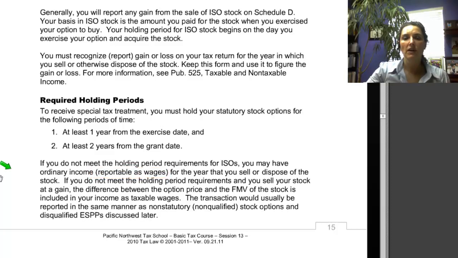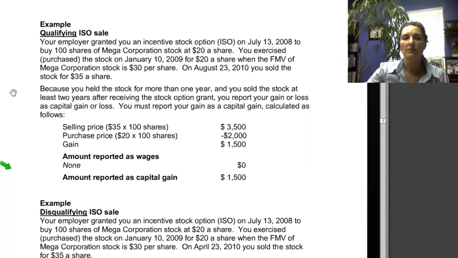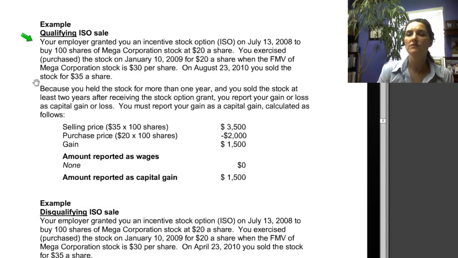If you do not meet the holding period requirements and you sell your stock at a gain, the difference between the option price and the fair market value of the stock is included in your income as taxable wages. The transaction would usually be reported in the same manner as non-statutory or non-qualified stock options and disqualified ESPPs, which is discussed later. So here is an example of a qualifying incentive stock option sale. Your employer granted you an incentive stock option on July 13, 2008 to buy 100 shares of Mega Corporation stock at $20 a share, when the fair market value of Mega Corporation stock is $30 a share.